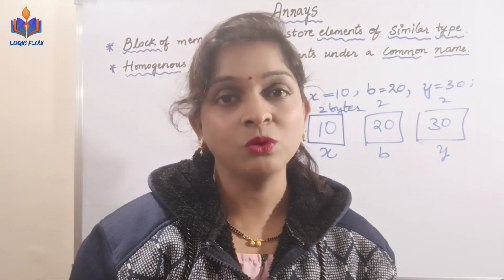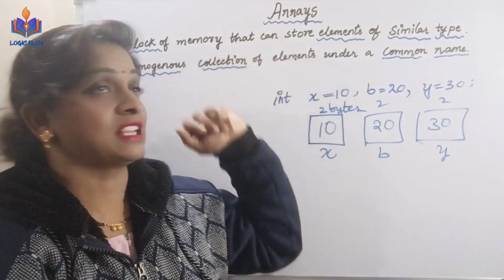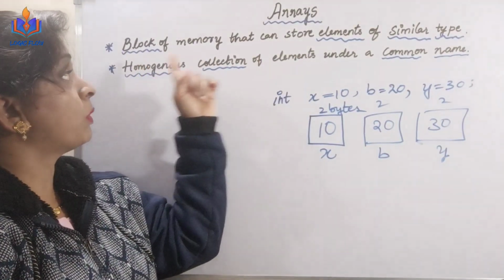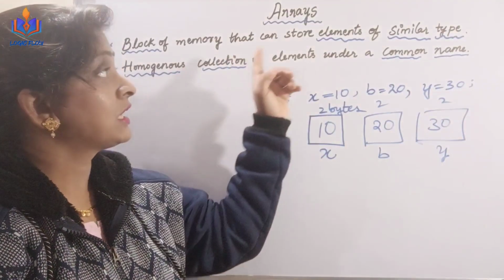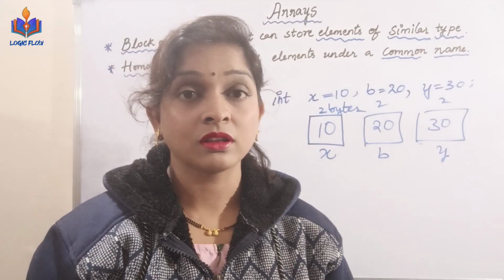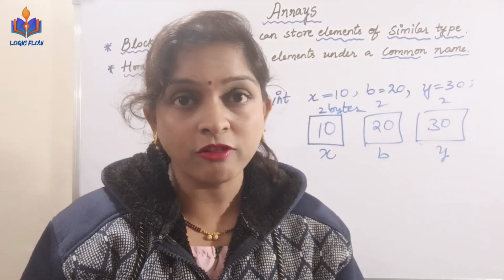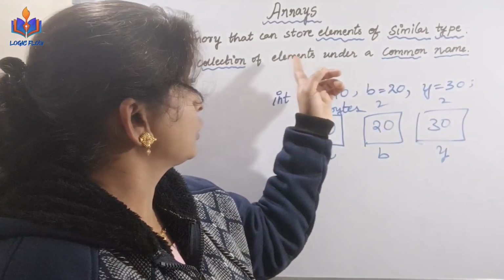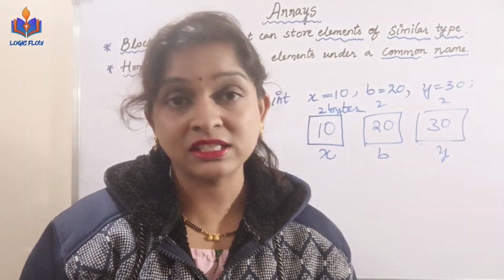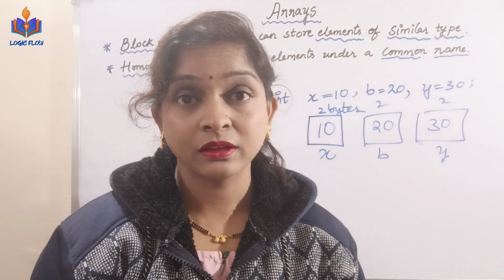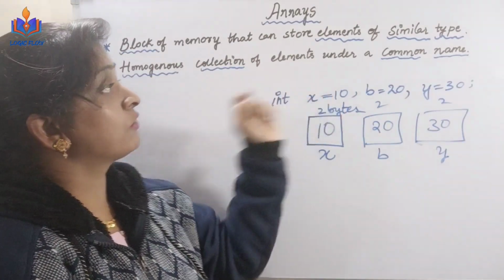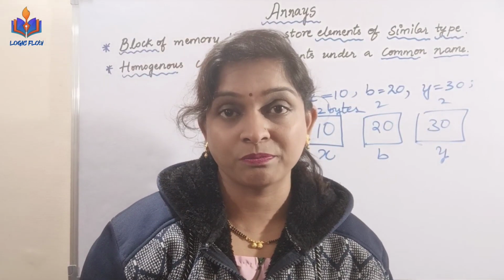So what I can do, I can go with arrays. So what does this array say? It says it is a block of memory that can store elements of similar type. You can have a block of memory where I can store a set of elements, but with one constraint: it should be of similar type. I can also say it another way: a homogeneous collection of elements under a common name.